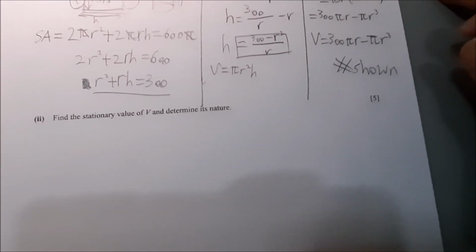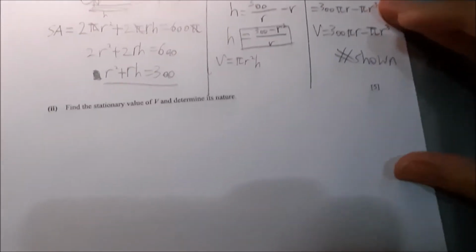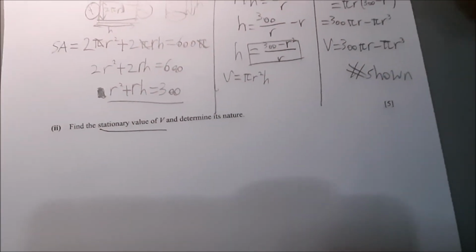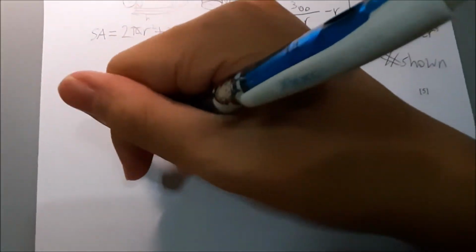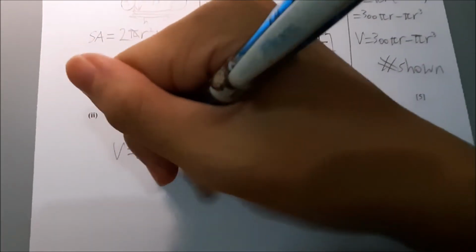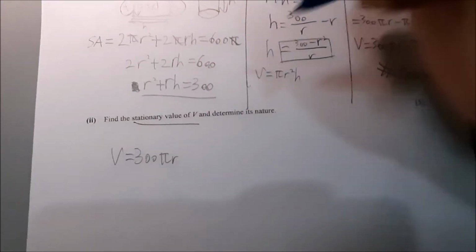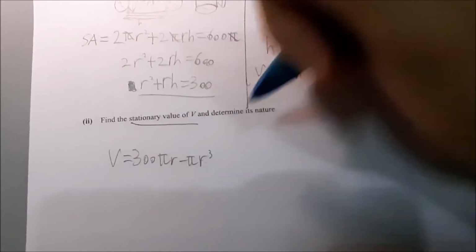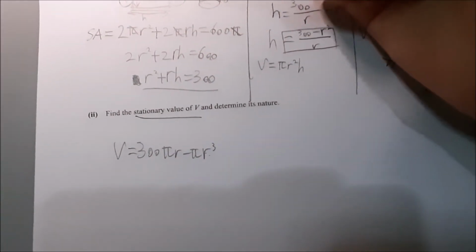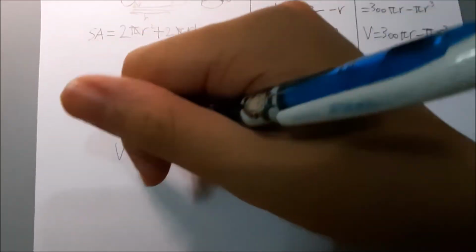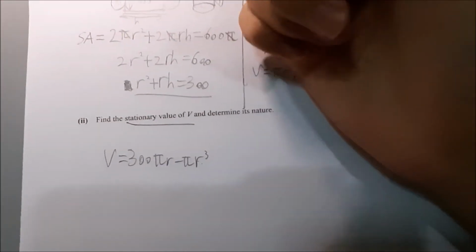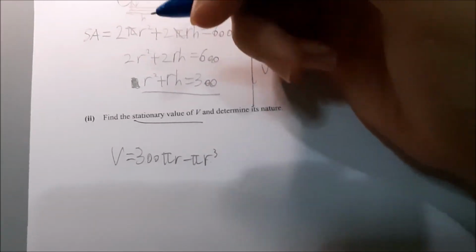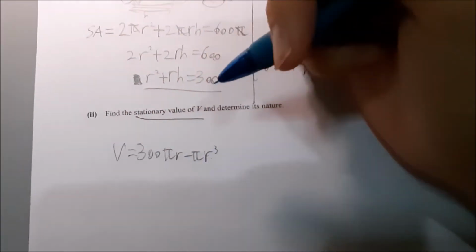Part 2. Find the stationary value of V and determine its nature. So a stationary value of V, what does that mean? V equals 300 pi r minus pi r cubed. This also means that whenever the value of r changes, the volume will always change. So if r is 1, then V will be a value, or if r is 2, then V will be another value.